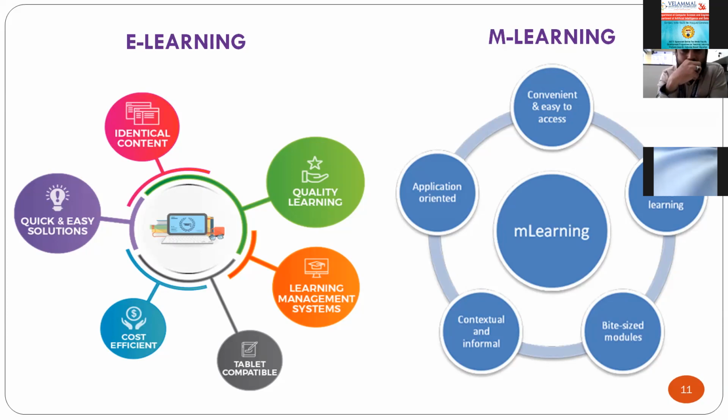Then m-learning is convenient and easy to access, just-in-time learning, bite-sized modules, contextual and informal, and application oriented. So m-learning is based on app oriented learning, and e-learning is based on web-based learning. In app oriented learning, we have different technologies, online, offline, and hybrid also. So how to implement hybrid? Based on the content management system, we can implement hybrid also.